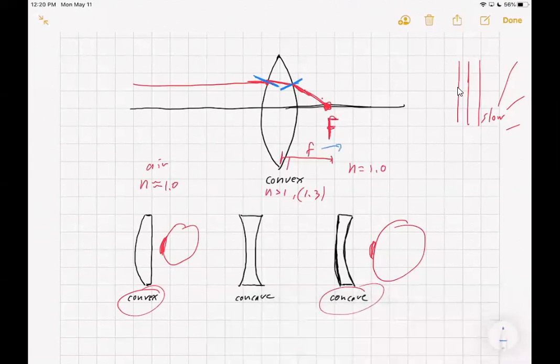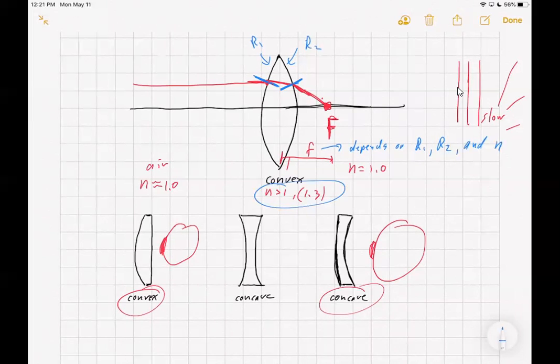So F, we'll just say for now, depends on, we'll just say R1. We have the front surface has a radius of curvature. It also depends on R2, the curvature of the back surface, and the index of refraction of the glass. Not all glasses have exactly the same index of refraction. So depending on the glass that is chosen, that determines how much bending of the light will happen. So it's simply a function of those things.